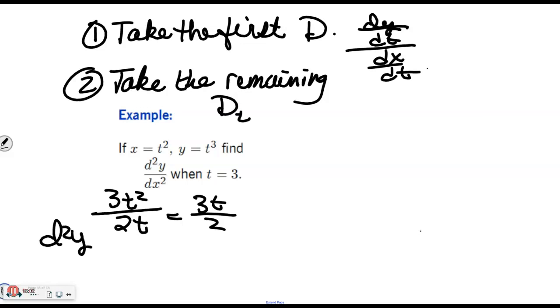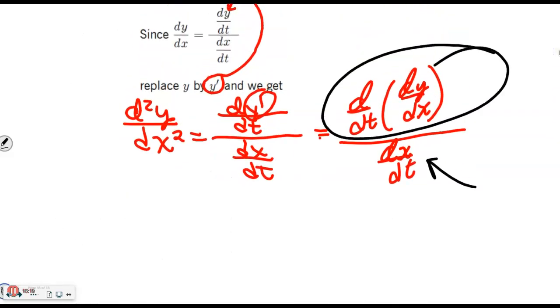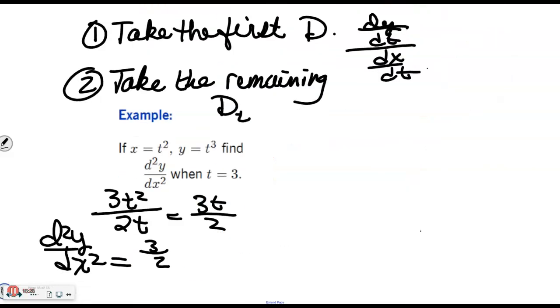My second derivative is going to equal, what is the derivative of this guy with respect to t? 3 halves. That's not the answer. I'm going to go back up here. That's this part. You took the derivative with respect to t of the first derivative. But then what does it say to divide by? dx/dt. So you just have to say all over dx/dt, which is 2t. So this guy would be 3 over 4t.